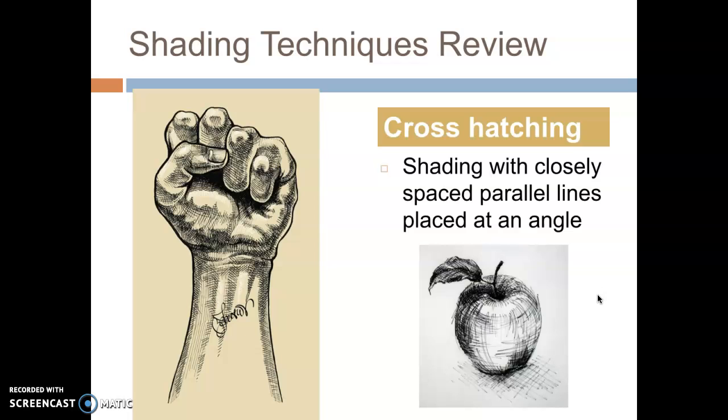The second technique is cross-hatching, very similar to hatching, but you're just overlapping those parallel lines. You can see the same thing on this hand. You'll see some of those lines are curved, and then at an angle, you'll see more lines overlapping and overlapping. The more they overlap, the darker the value will be.